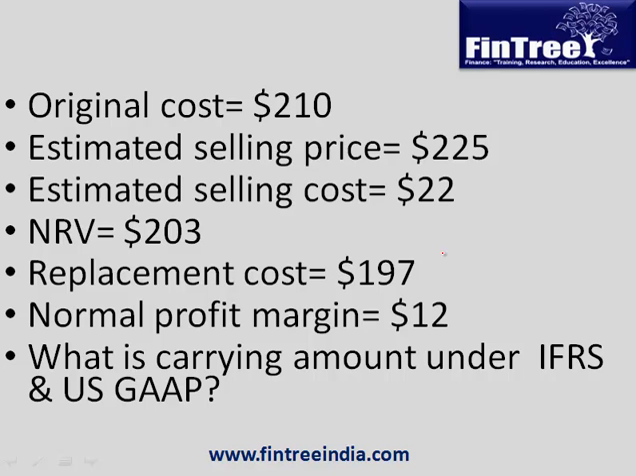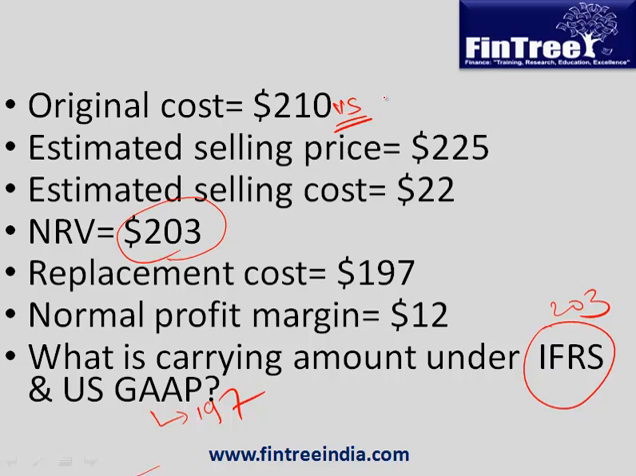Done. How much is the value in IFRS? 200. And US GAAP? 90. See, IFRS: 210 versus net realizable value 203. This is lower, so use it as it is.